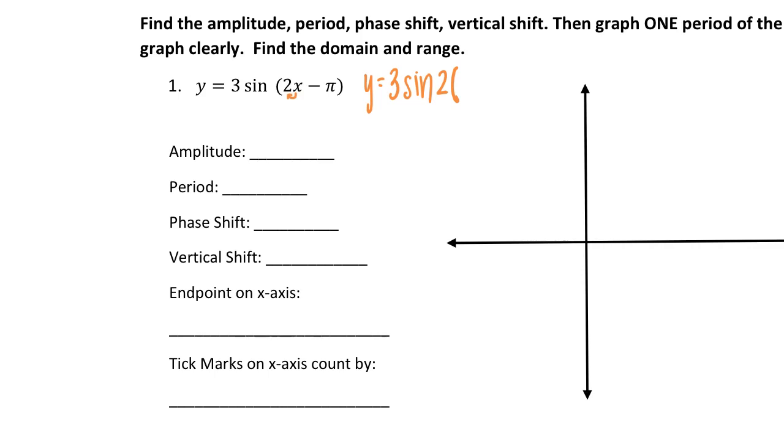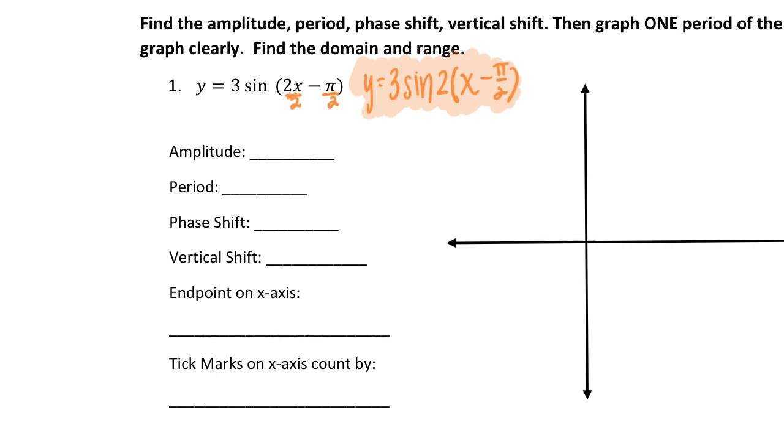Now, when you factor out a 2, you're dividing everything, and I mean everything, inside that parentheses by 2. So we're dividing both of those pieces by 2. 2x divided by 2 just gives us x minus pi over 2. So now this is the equation that we'll use for the remainder of the problem. Rewind if you need to see how we factored that out again.